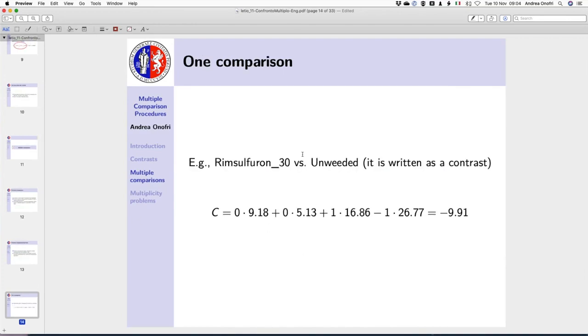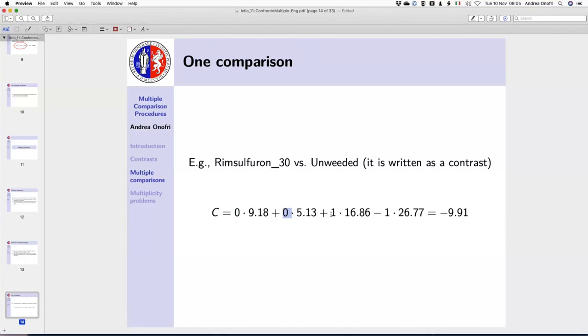So this is by contrast now. So that is a pairwise comparison. We are comparing rimsulfuron against unweeded. So if we want to compare rimsulfuron against unweeded, I can write it as a contrast. I take the 4 means, like here, and use the coefficient 0 for the first and second mean, because these are not the means relating to rimsulfuron. These are the other means.